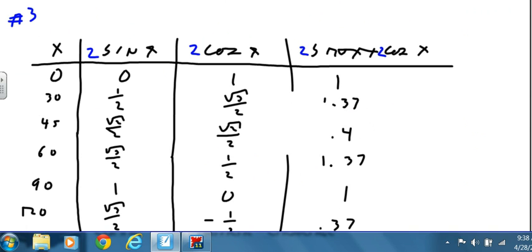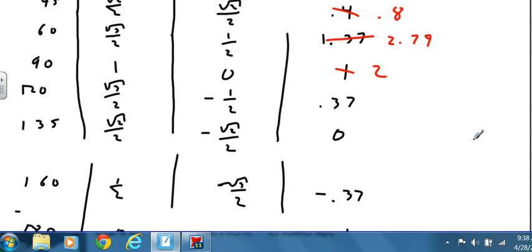Okay, so we want twice as much. So that's going to be a 2, and that's going to be a 2. We want twice as much. So 2 times that, 2 times that. So this is going to be 2.74. Okay, we want twice as much, so that's going to be 0.8. And this is going to be 2.74. This is going to be a 2. Twice as much, 0.74. The 0 stays the same. Minus 0.74.